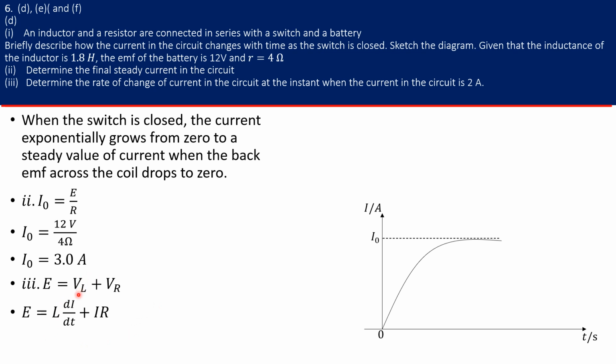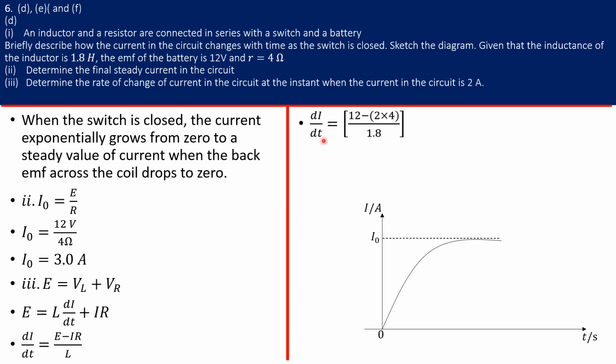The voltage drop across the inductor is L di/dt. That's how much back EMF. The voltage is really a consequence of the back EMF across the inductor, and that's how I get back EMF equals L di/dt. So make di/dt the subject. You're going to get di/dt as E minus IR, all over L.